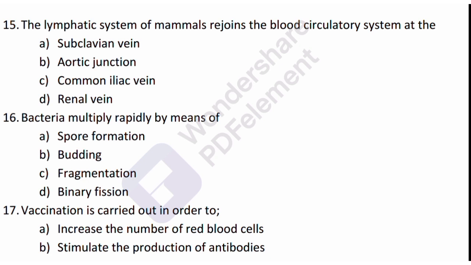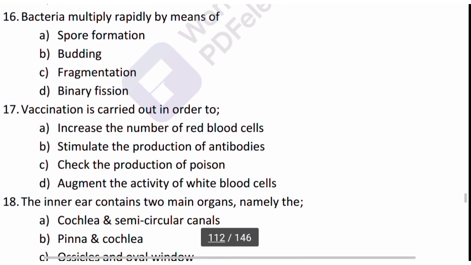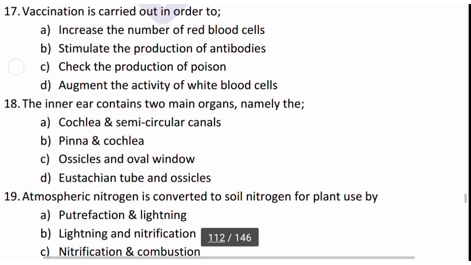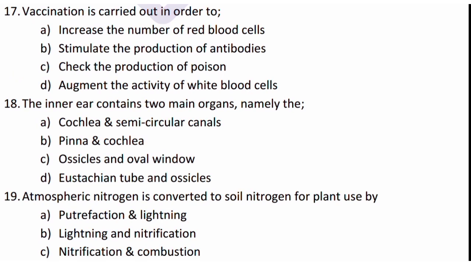Then bacteria multiply rapidly by what we call binary fission. Okay. Vaccination, that's option D. Vaccination is carried out in order to dash: increase the number of red blood cells, stimulate the production of antibodies, check the production of poison, augment the activity of the white blood cell. What does it do? Okay, it stimulates the production of antibodies, sorry.